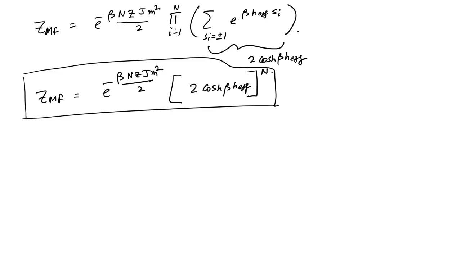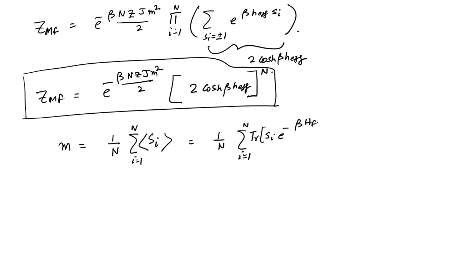And we can now, of course, calculate the magnetization from the free energy, that is, you take the log of this partition function, multiply it by minus kT, and then take del F del H. But what we can do also here is that we know that m is equal to 1 over N, sum i equal to 1 to N, s_i average. And we can calculate the s_i average using the formula that it's a trace of s_i exponential minus beta H divided by Z. And it is easy to see that it's equal to sum over 1 to N, trace of s_i exponential minus beta H_MF, divided by the Z_MF that we have calculated.